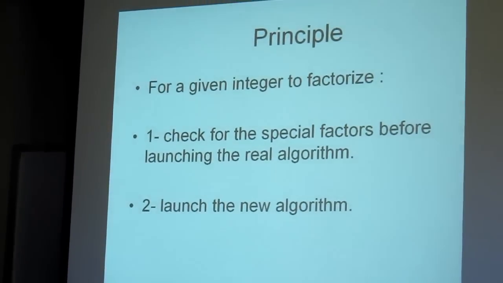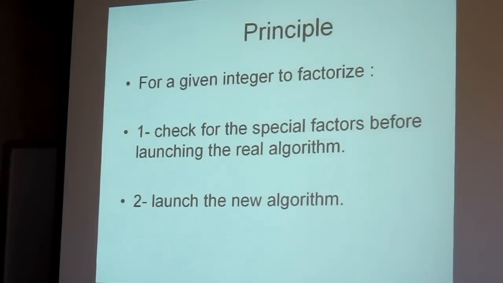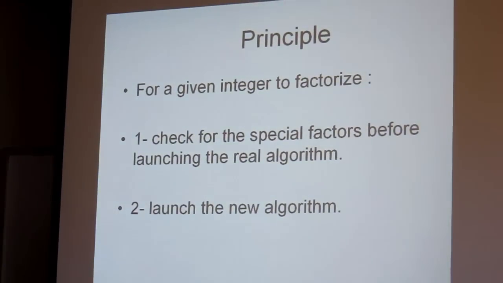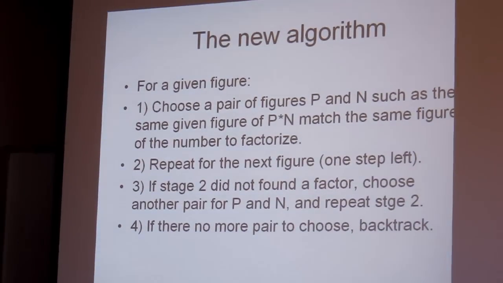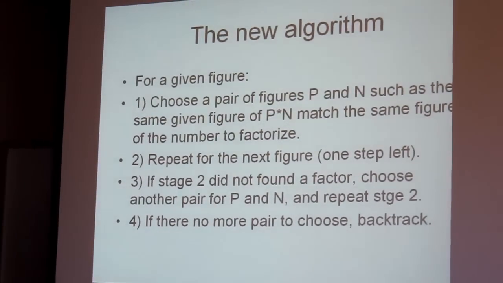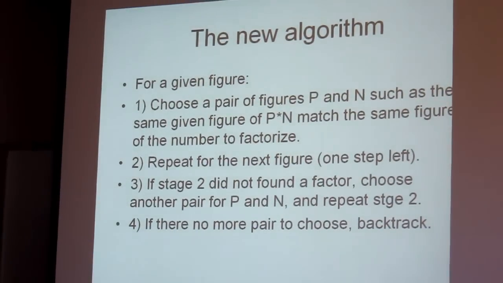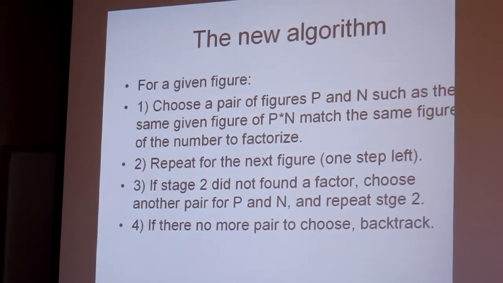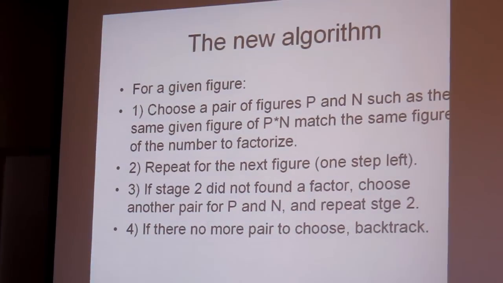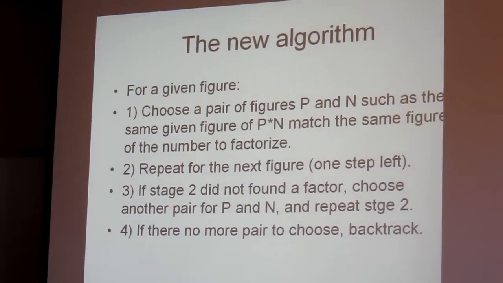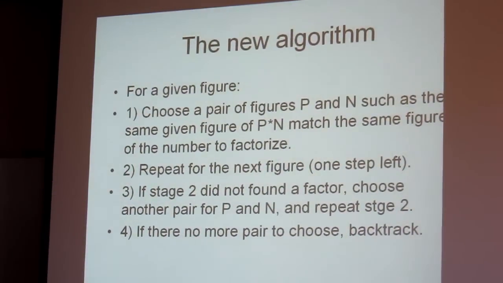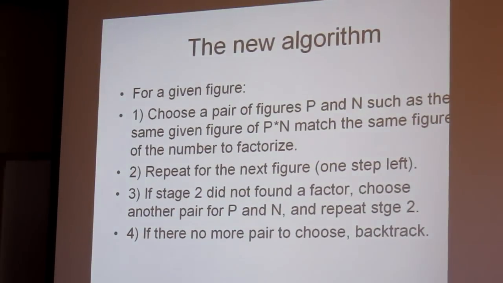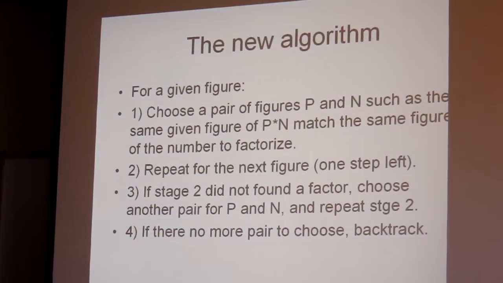So, for a given number, you check first for the special factors, and after you launch your algorithm. This is how my algorithm functions. For a given figure, you choose a pair of figures p and n, such that p multiplied by n matches the same figure on the number's two factors. It can look a little confusing, but you will see in the example just after.